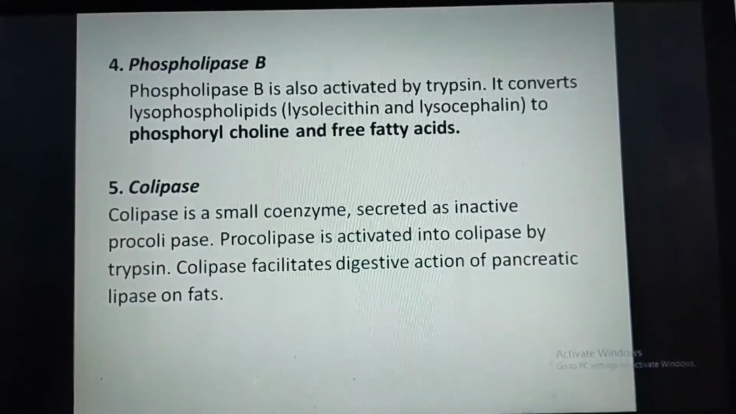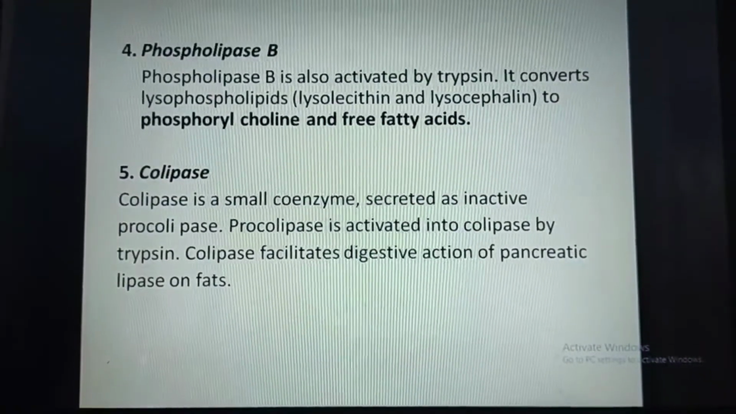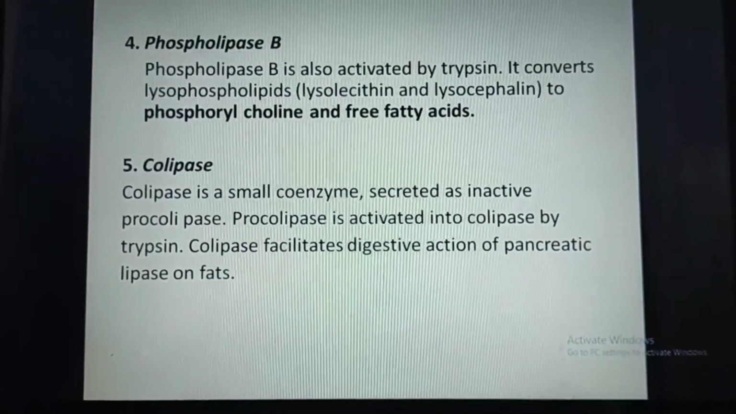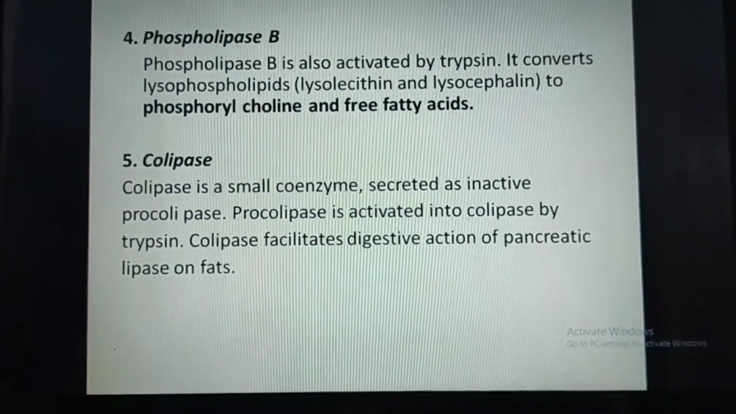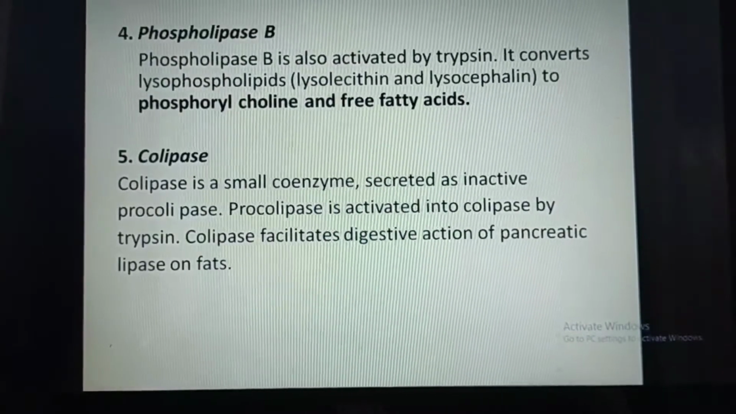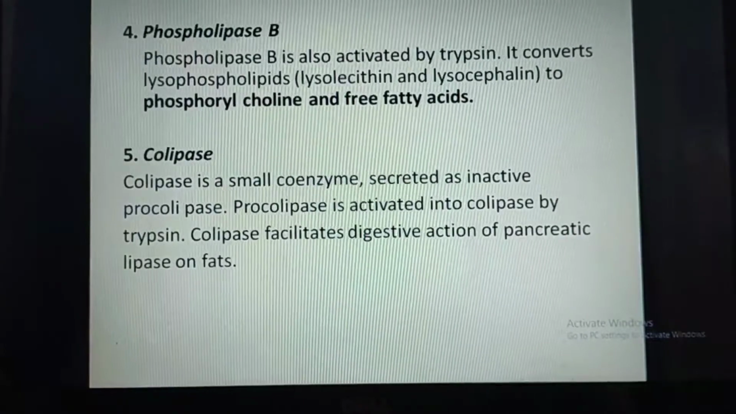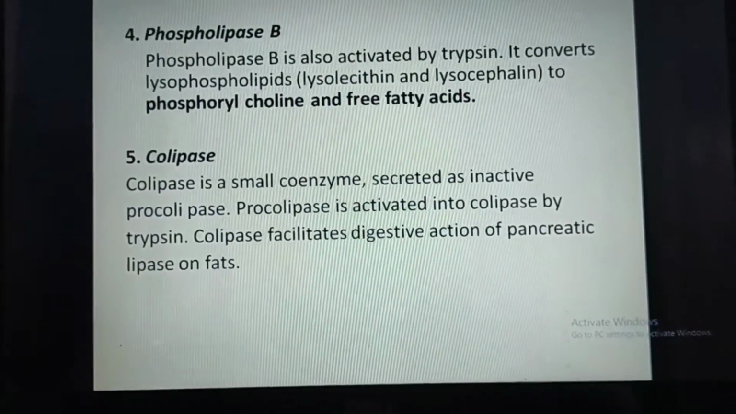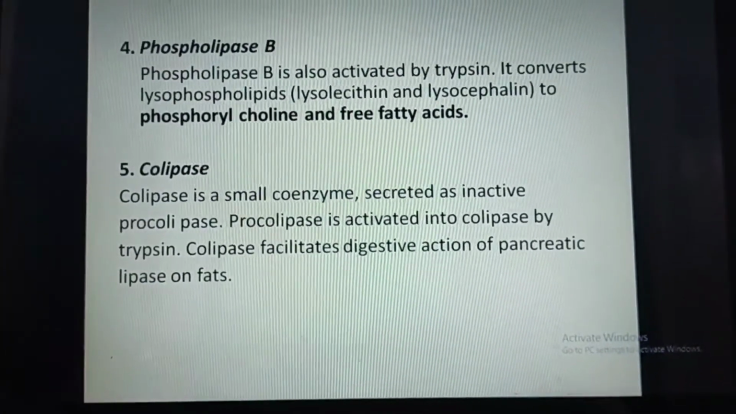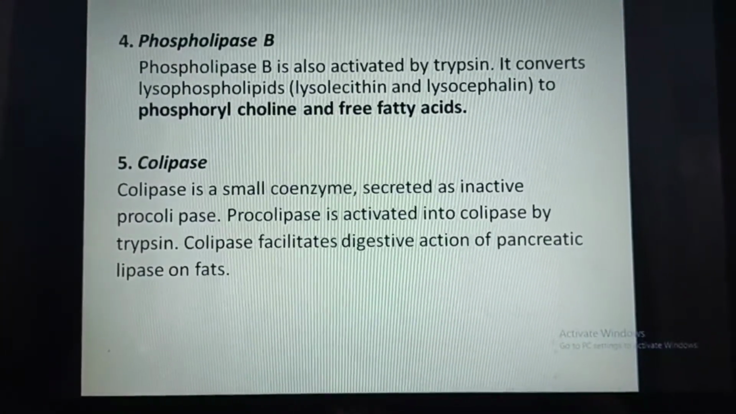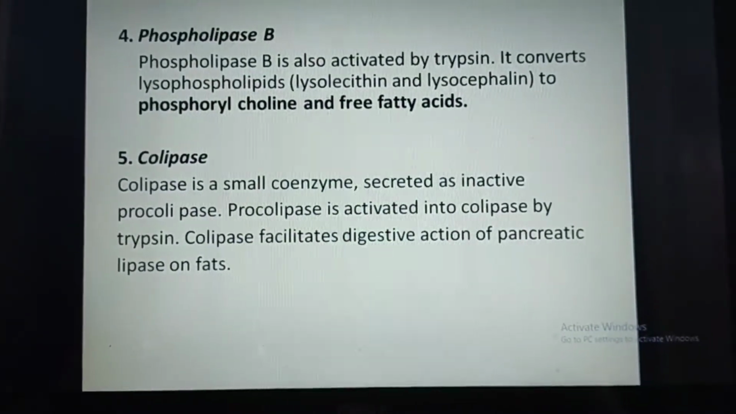Phospholipase B. Phospholipase B is also activated by trypsin. It converts lysophospholipids to phosphoryl choline and free fatty acids. Colipase. Colipase is a small coenzyme secreted as inactive procolipase. Procolipase is activated into colipase by trypsin. Colipase facilitates digestive action of pancreatic lipase on fats.